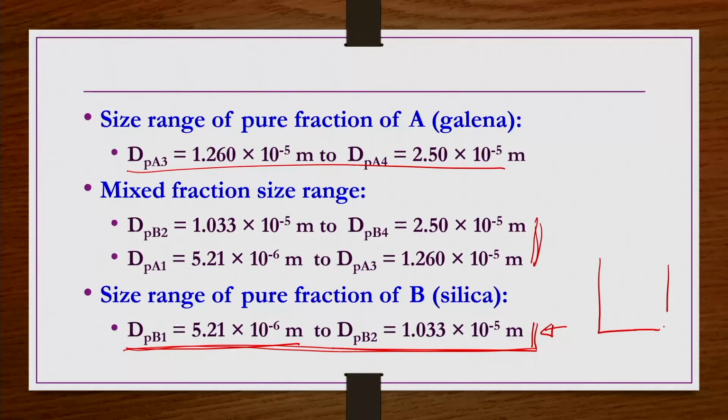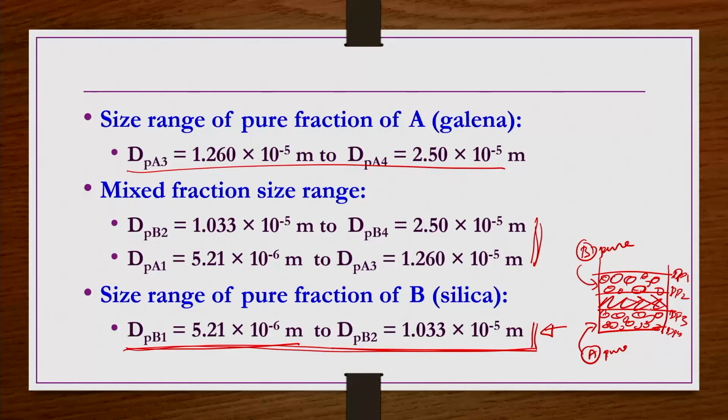Okay. So, in this range you may have dP1, dP2, dP3, dP4. So, here, at the bottom, particles whose size range is between dP3 to dP4 of A type will form a pure A fraction, and then particles whose size range is dP1 to dP2 of B type form a pure fraction at the top, and in between we can have mixed fractions.